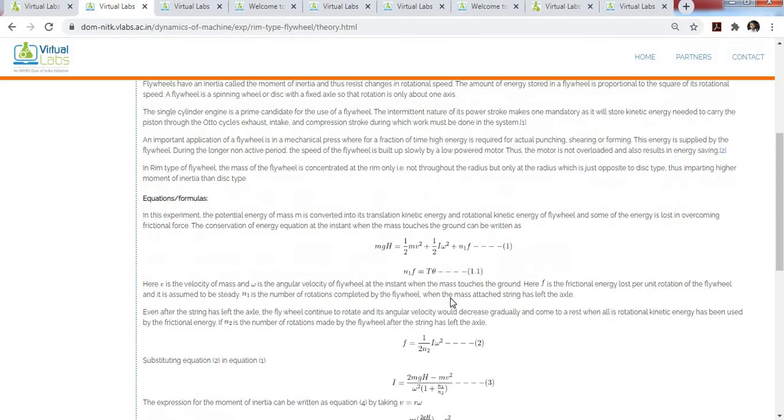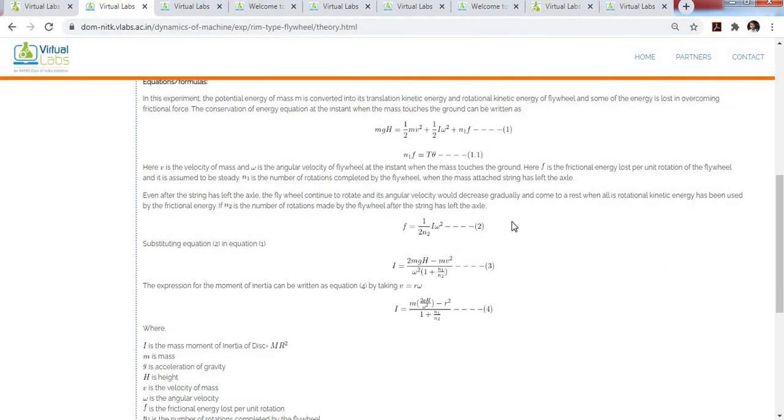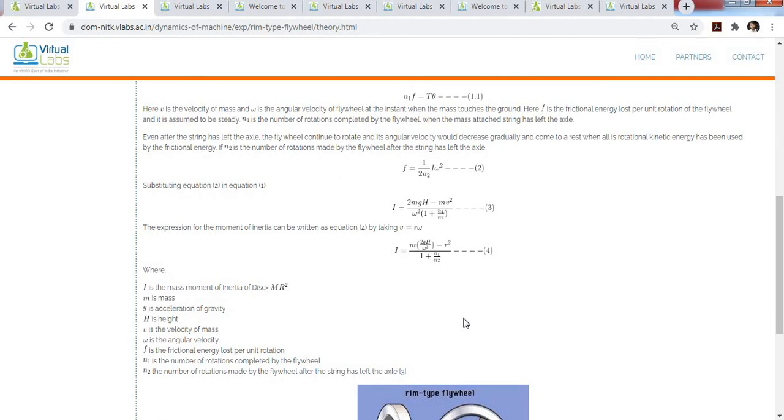For calculating experimentally, we have used the conservation of energy equation. Based on that equation, we derive how we calculate the moment of inertia experimentally. That is I equal to 2 m into (2 g h by omega square minus r square) divided by (1 by n1 plus 1 by n2), where small m indicates the mass of the metal bob and g is the acceleration due to gravity, that is 9.81. Capital H is the height, and that height indicates the gap between the ground and metal bob.